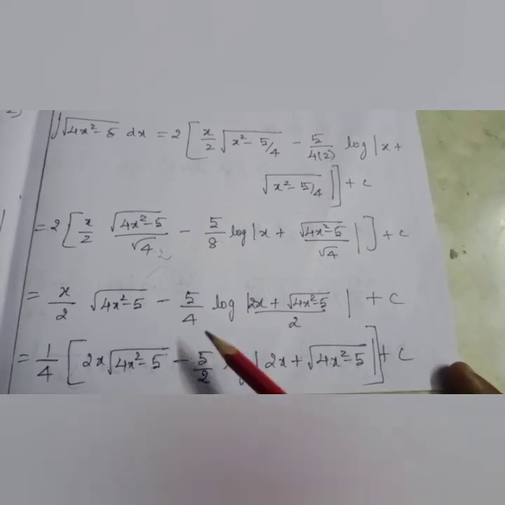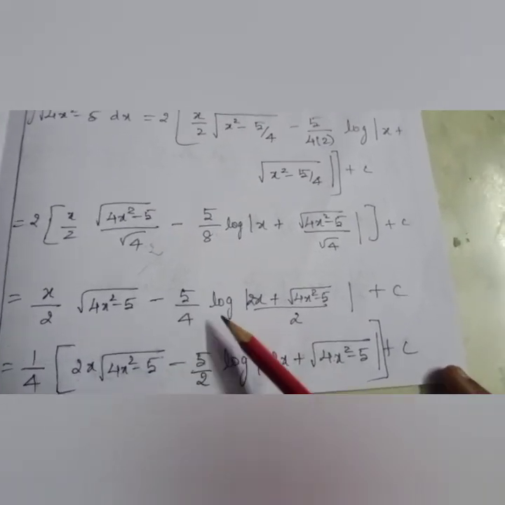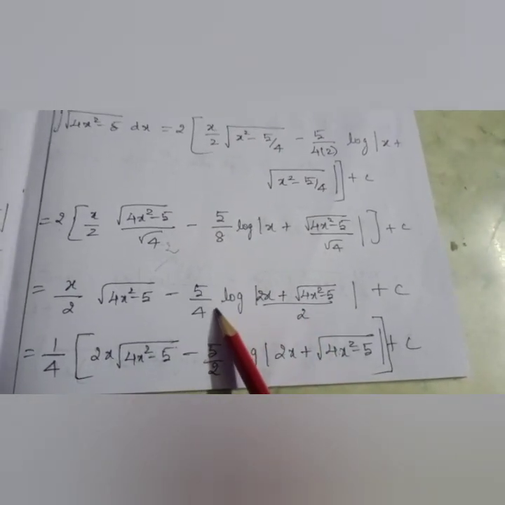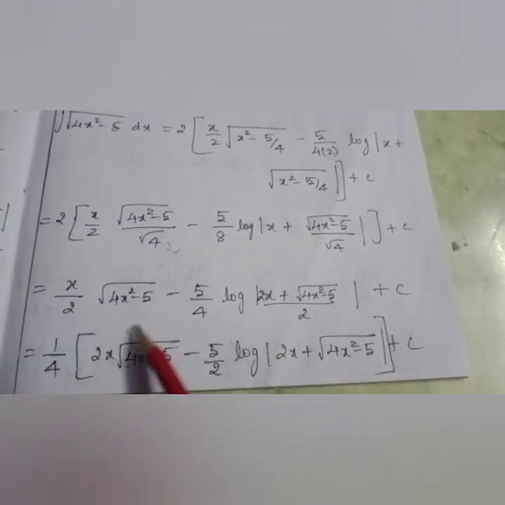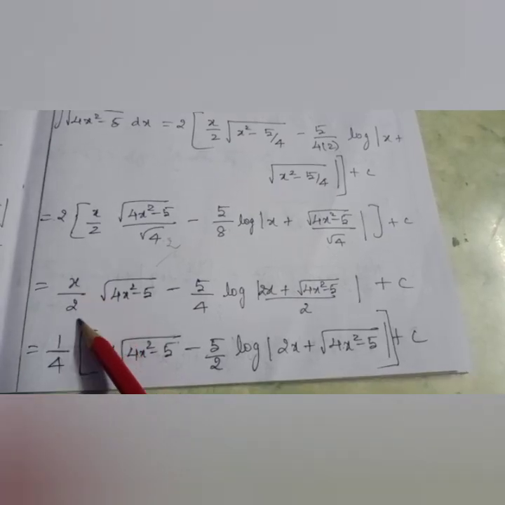So the answer is, I can take a 1 by 4 outside, means I can take LCM. See, 4 is the LCM, means I can take LCM. So by taking LCM, what happens? 1 by 4 into, here I am multiplying it by 2, so that it will be 4.